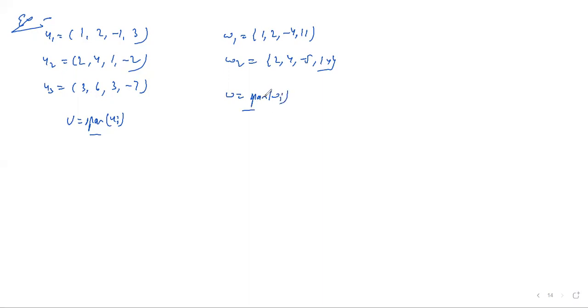Now I want to check whether the row spaces of these are equal or not. First, let's say I want to check whether the spans of these are equal, whether U equals W or not. In our first method, which we had earlier, we have to show that each ui is a linear combination of w1 and w2, and each wi is a linear combination of the ui's.